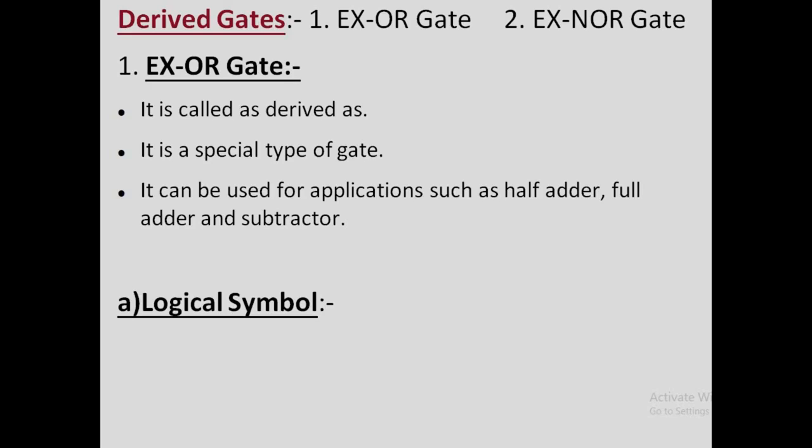Next is a derived gate. In derived gate, there are 2 gates, XOR gate and XNOR gate. So first we will see XOR gate. It is called a derived gate as it is a special type of gate. It can be used for applications such as half adder, full adder and subtractor.